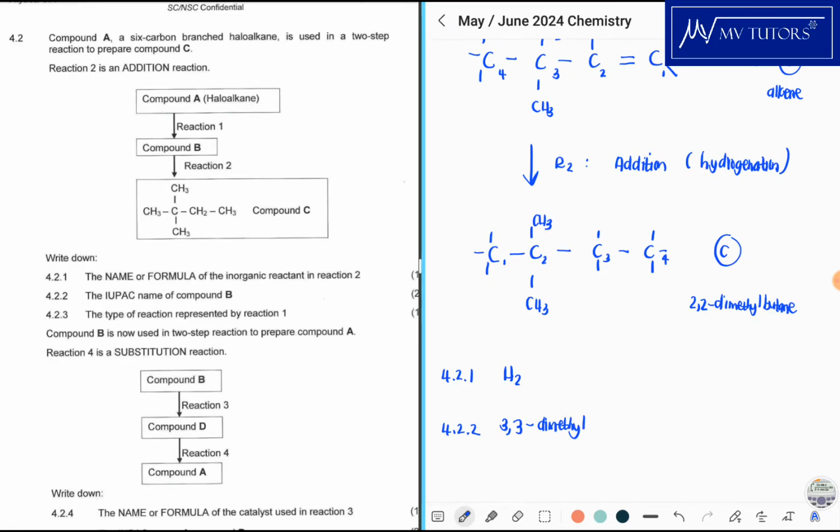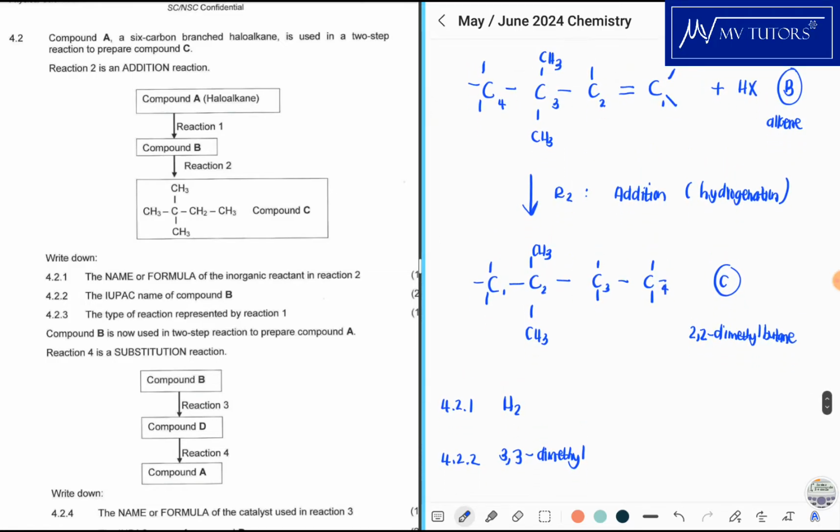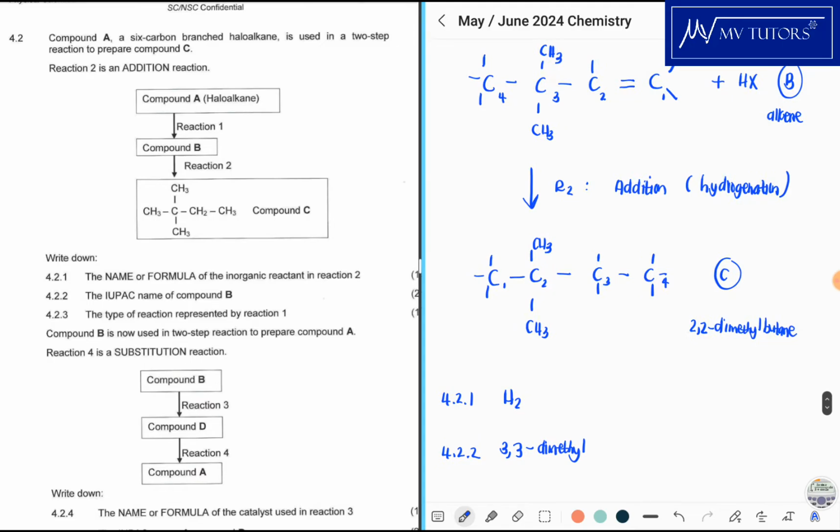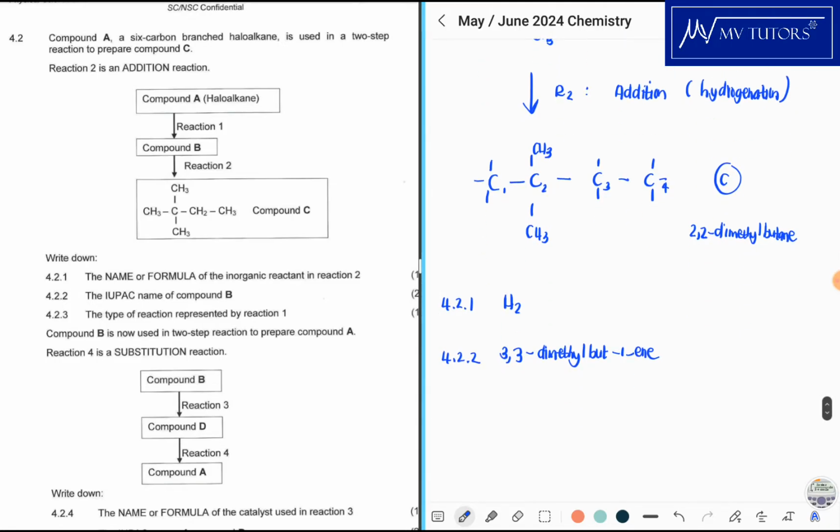I should have named it. So 3,3-dimethyl, and we have a butene, right? Because we have 4 carbons, and on the first one we have the double bond. So but-1-ene.